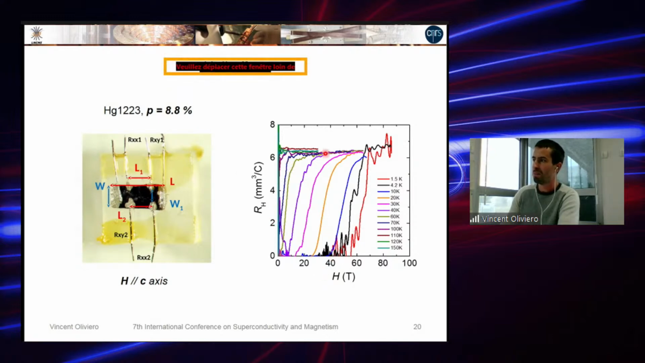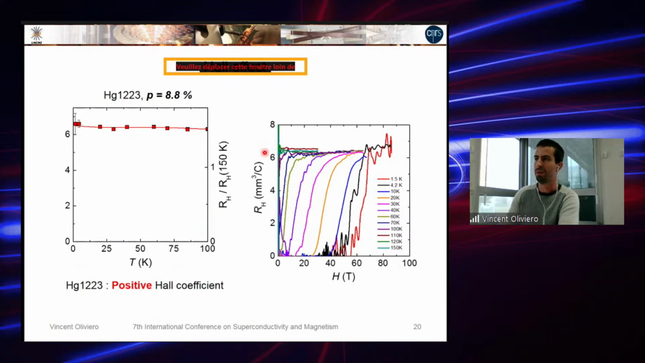For temperatures higher than 10K, the measurement was done in our 70 Tesla magnet. But for the lower temperatures, because of the very high critical field, we used our 90 Tesla magnet to reach the normal state, and this is why the data are a bit more noisy, because of the high dB in the 90 Tesla magnet. But in any case, what we can clearly see is that in the normal state, the Hall coefficient remains positive whatever the temperature.